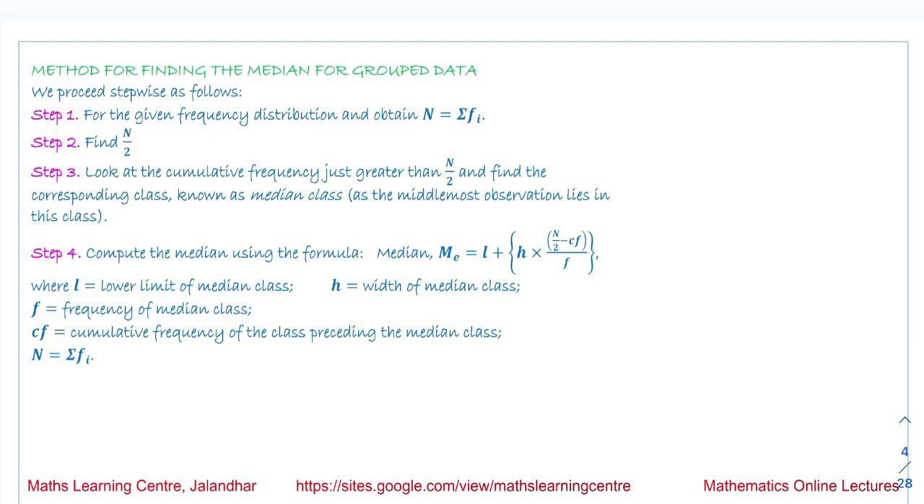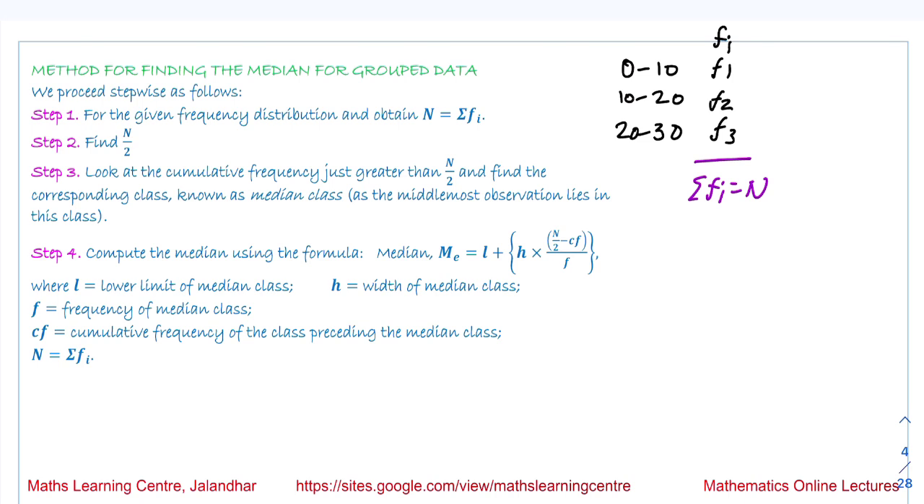Now in this class, we are going to calculate the median for grouped data. Suppose the class intervals given to us are 0 to 10, 10 to 20, 20 to 30, and then the corresponding frequencies f1, f2, f3 are given to us. The first step is to find the sum of all these frequencies, sigma fi, which is equal to the total number of observations, n.